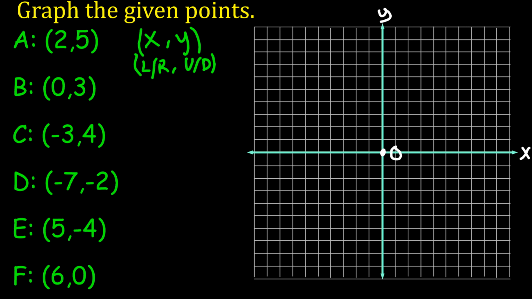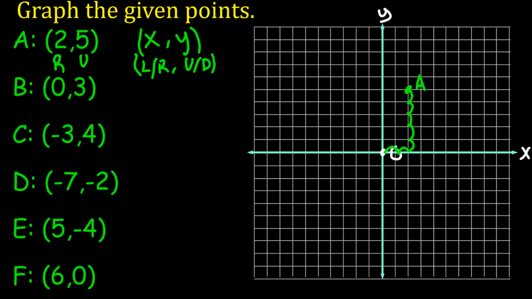So the 2 tells me I'm going to go to the right 2. And then 5 tells me I'm going to go up 5. So I go over 2 to the right, 1, 2, starting at the origin, and then I go up 5: 1, 2, 3, 4, 5. That's where I make my dot, and that is point A. I'll just put an A there. The 2 tells me go to the right 2, the 5 told me to go up 5, so there's my point.